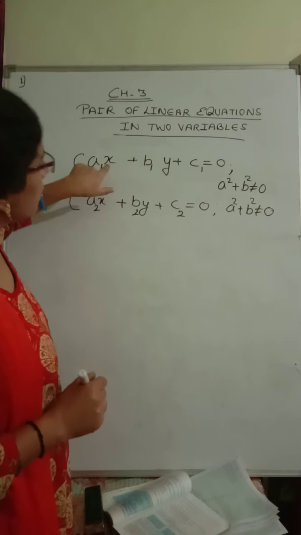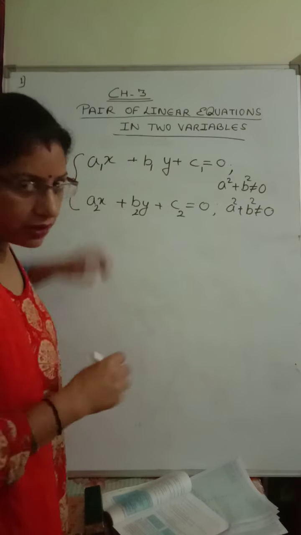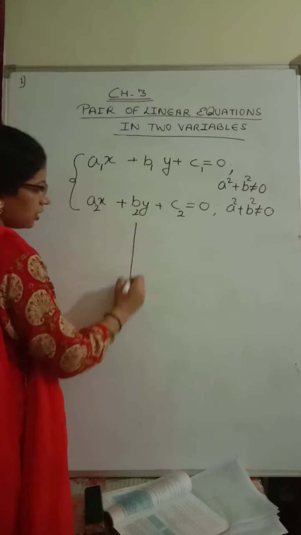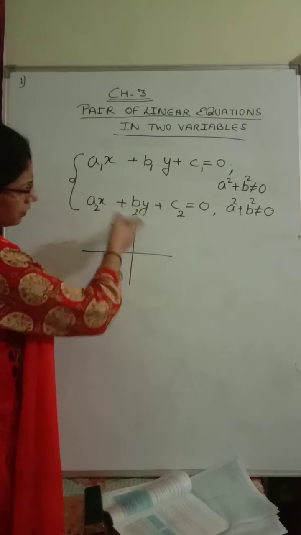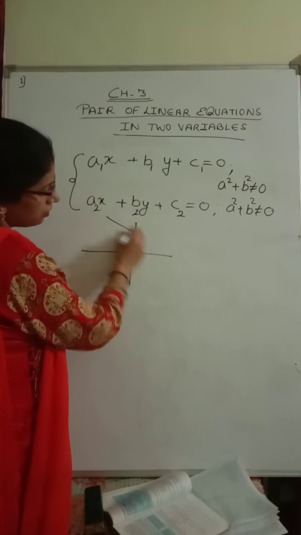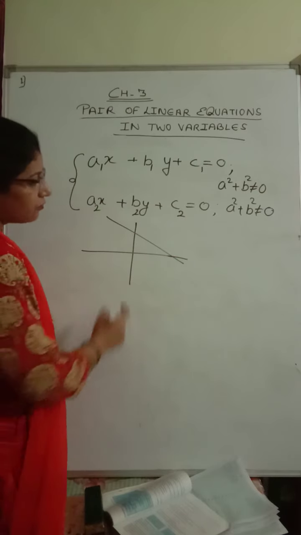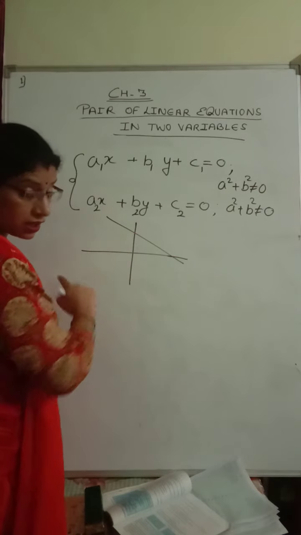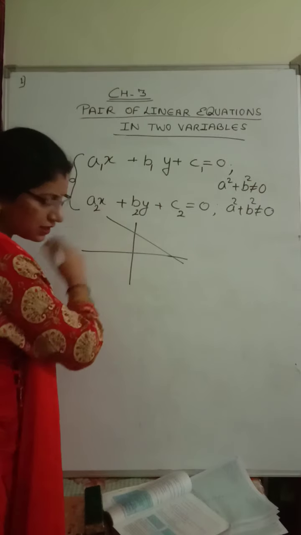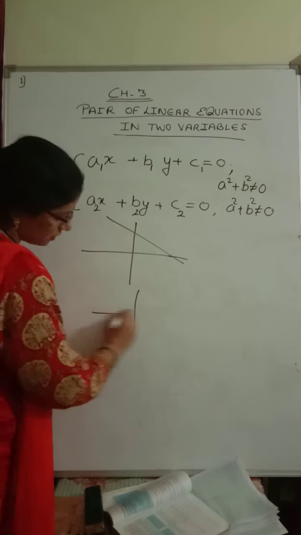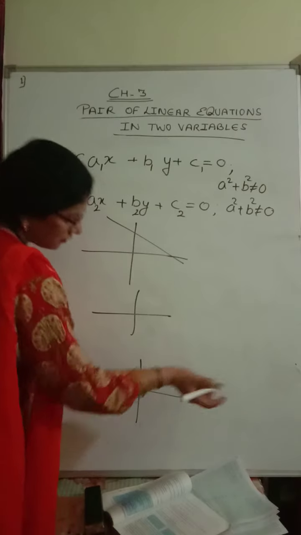See, this is a linear equation, so the graph will come as a straight line. So let us see if we draw the graph. One straight line will come for this. Fine, we got one straight line. One straight line will come from the second equation in the same graph. So there are three cases. How to draw the second straight line? We can draw it in 3 ways. So there are 3 graphs.